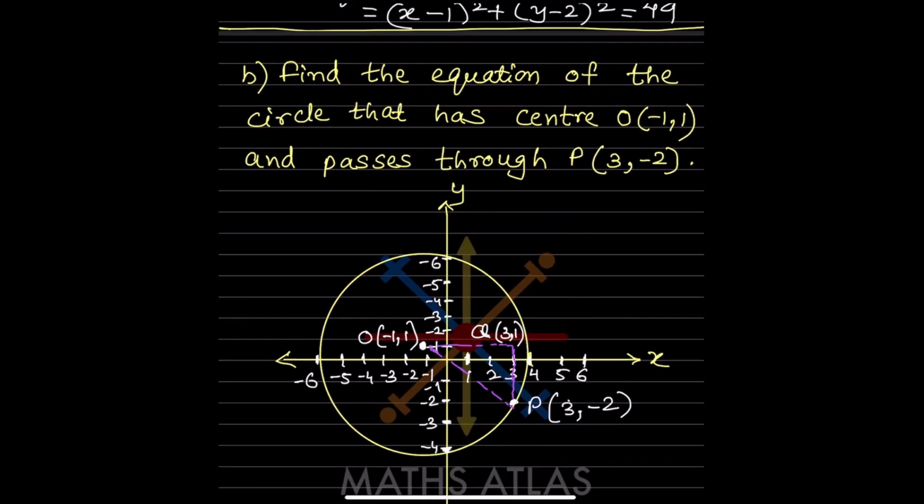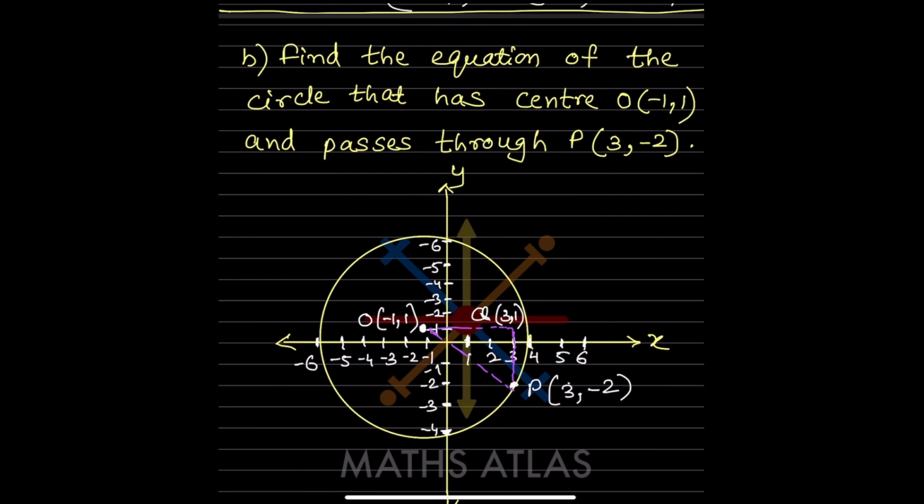Next one, find the equation of the circle whose center O is (-1, 0) and passes through the point (3, -2). So what do we have? We have the center, that is -1 and 0. So on the x-axis, this is x and this is y. That will be -1. So the center is going to be here, that is 0 and -1 is written here. So this is the point.